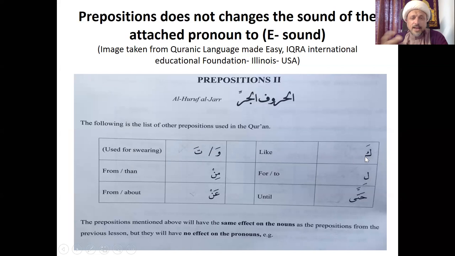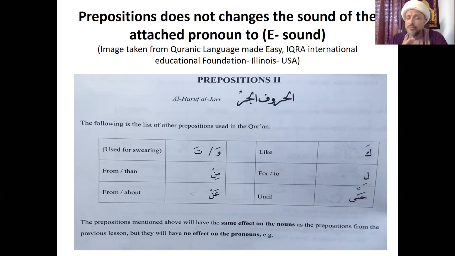Kashajari. Noun will have E sound. But pronoun can have kahuma? No. Kahua? No. Kahiya? No. So these are all detached pronouns initially attached with this. We can't put that attached pronoun with this kaf. Okay? We have to put a full-fledged pronoun.